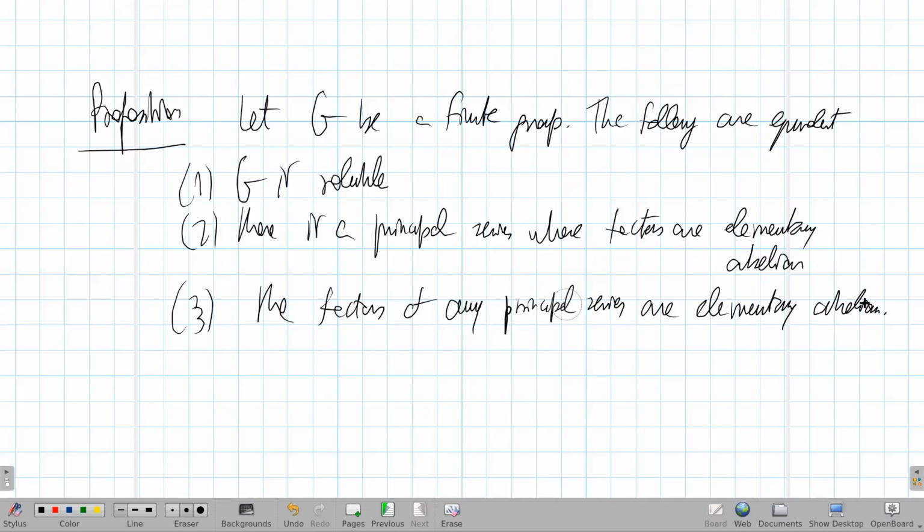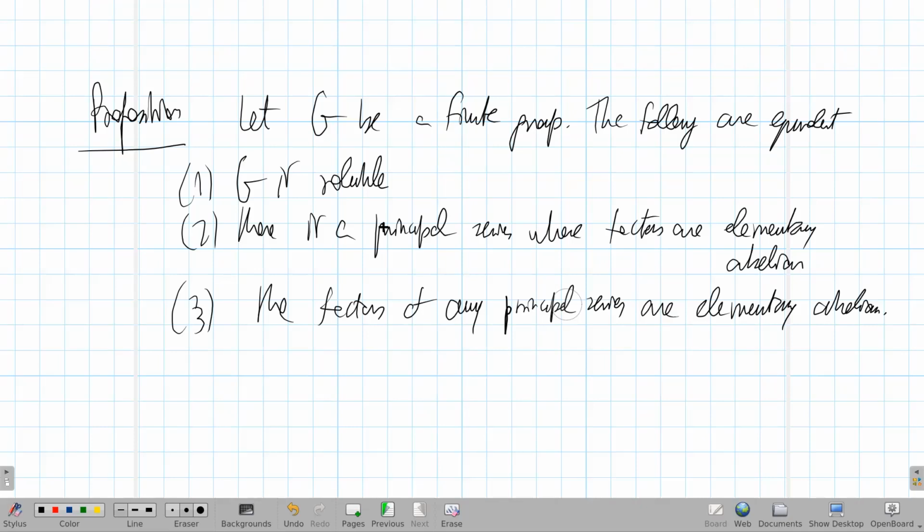So let's recall the terms. If you have a series, you can refine it to what's called a composition series. Just series means every term is normal in the next. A principal series is a normal series, so every subgroup is normal in the top group, in G in this case. And we have seen that if you have a finite group, the factors of a principal series are either elementary abelian or the product of isomorphic non-abelian simple groups.